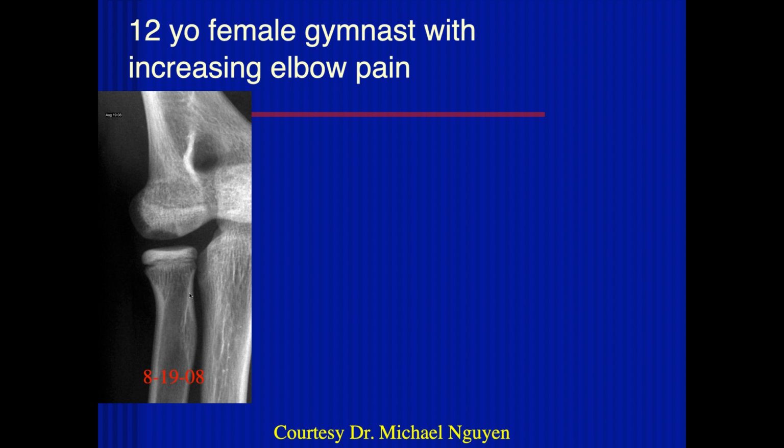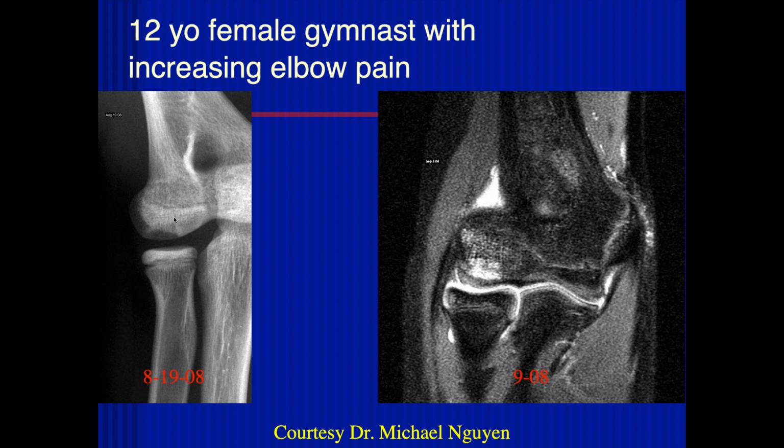So this is a 12-year-old female gymnast with increasing elbow pain. We're looking at the radial head and the capitellum. I don't know if there's a lucency and subchondral sclerosis and some remodeling of the capitellum there. And you can see there's quite a bit of bone marrow edema in the subchondral region at the capitellum. I'd have to scroll through this. I want to see if it's back.